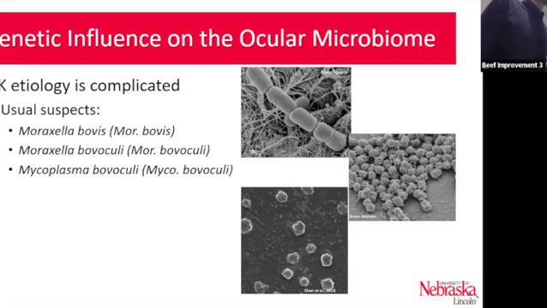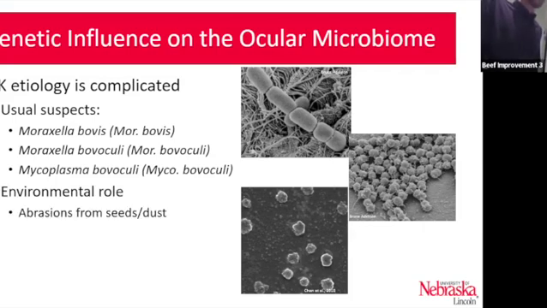Now it's not just these bacteria, because by themselves they are what is called communal members of the ocular microbiome. They are there in a lot of animals a lot of the time without being infected, without being pathogenic. So of course, there's an environmental role. We think about abrasions from seeds and dust and grass. We think about UV radiation from sunlight. This is why animals with dark pigment around their eyes tend to get less Pinkeye. And of course, face flies transmitting and irritating the ocular microbiome and the eye itself.